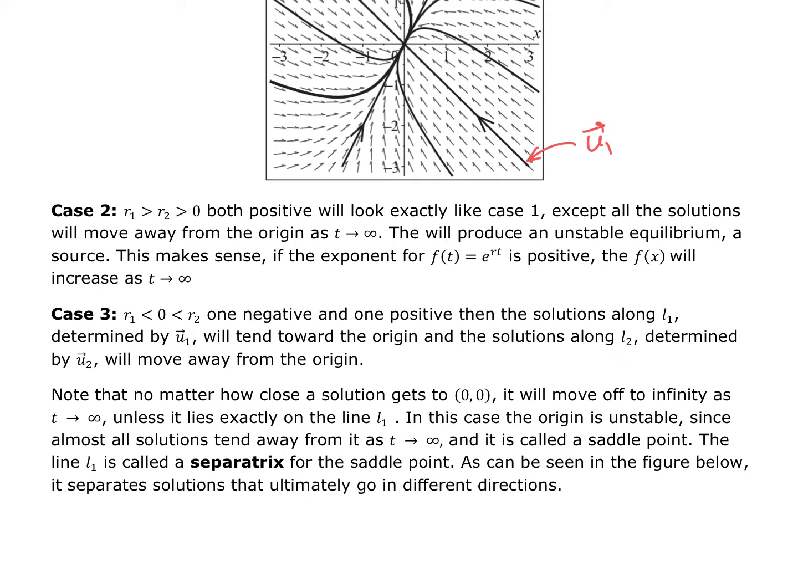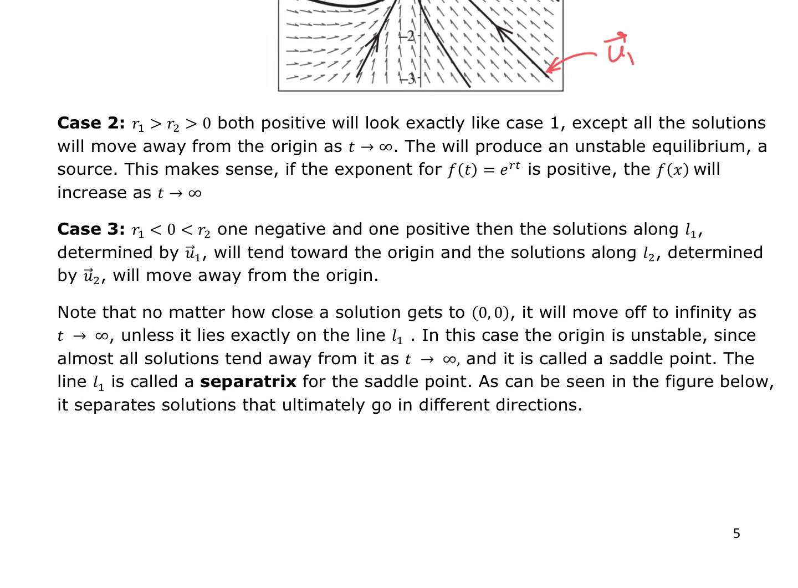Now, no matter how close we get to 0, 0, the solution will move off infinitely as t goes to infinity, unless the solution lies exactly on the line L1. In this case, the origin is unstable. Since all the solutions trend away from it as t goes to infinity, this is called a saddle point. The line L1 is called a separatrix for the saddle point, as we can see in this figure.